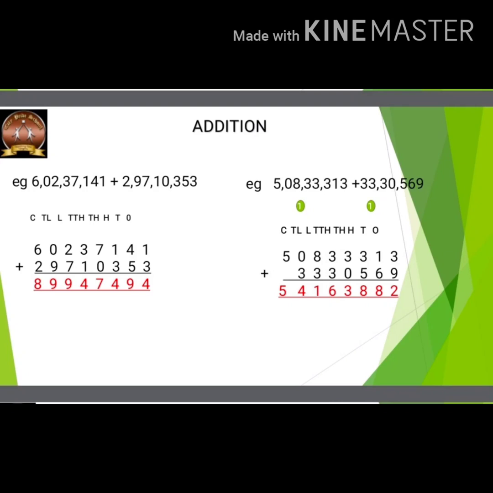Now let us solve 2 examples on addition assuming large numbers. The first example is 60237141 plus 29710353. The answer that I get is 89947494. The second example, 50833313. How do I read this number, children?